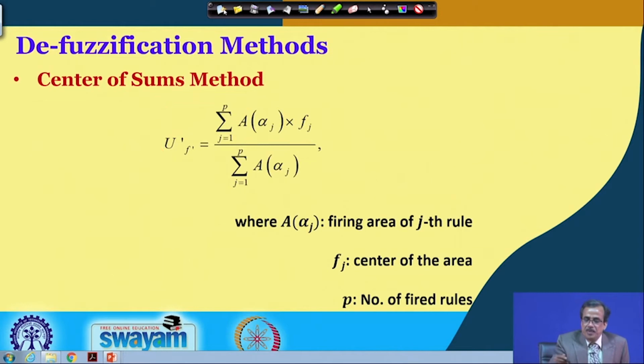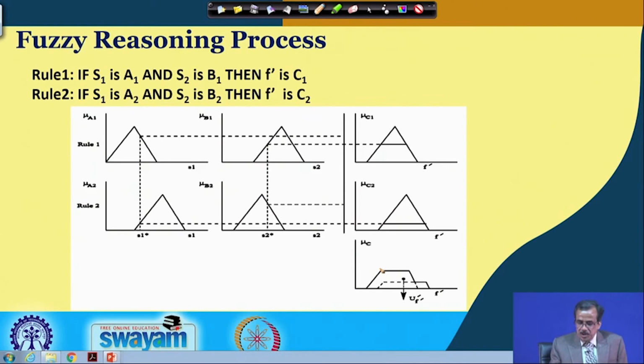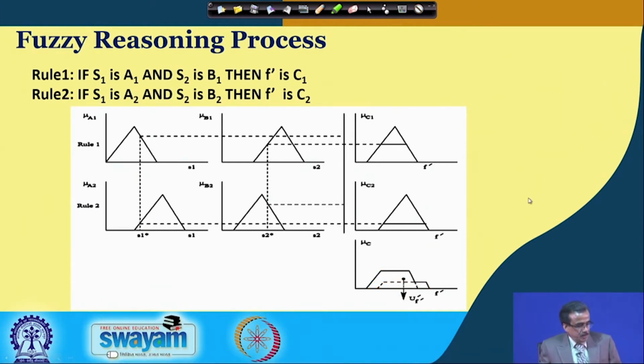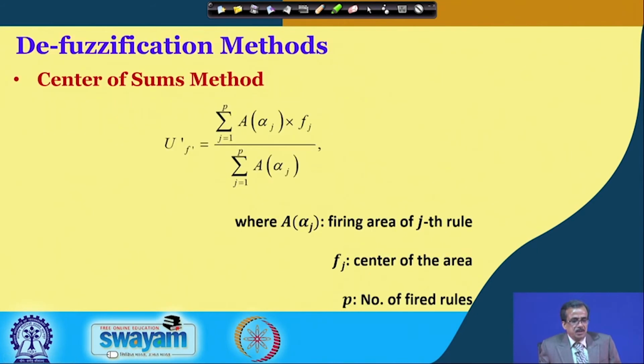Now, if I just go back to the slide, I can find out, if this is one area, I know this area and center of area, this is another area, I know the area and center of area. So, this will be actually the crisp output. So, we can find out the crisp output, and while controlling the process, we will have to depend on this particular crisp output. So, this is actually the way the center of sums method works.